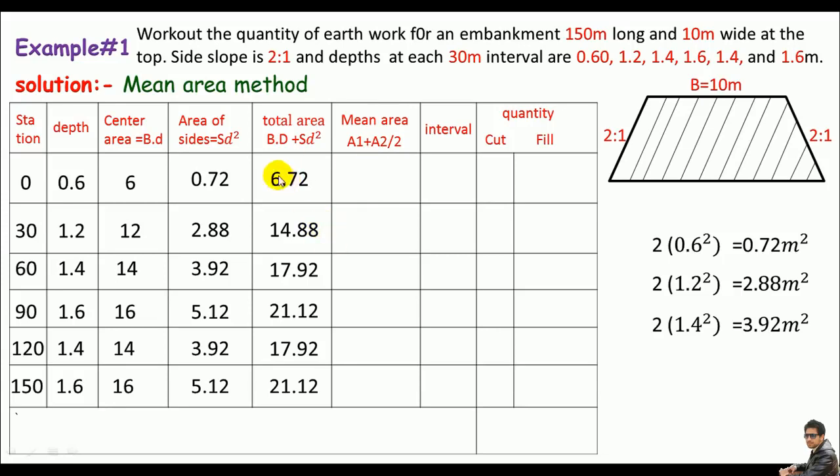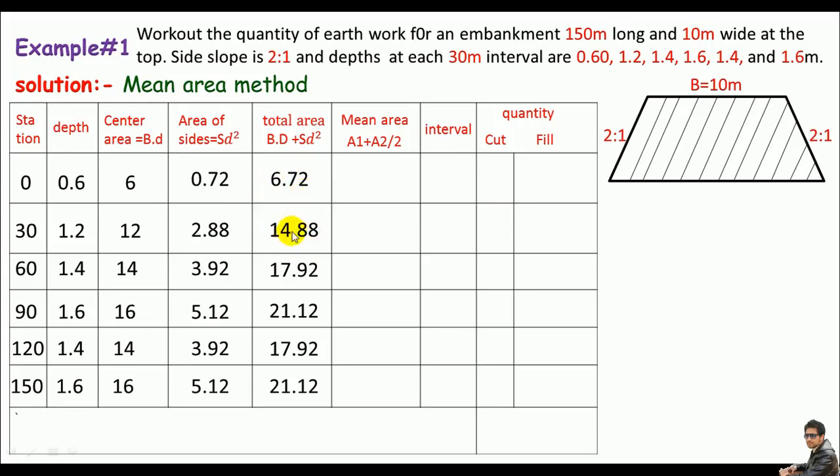Now for example, I just need to calculate the mean area of station 0 and station 30 meter. I'll just add 6.72 and 14.88 and divide these two guys by 2. I can get, of course, the mean area. For example, 6.72 plus 14.88 divided by 2, we can get 10.8 square meter. And this is, of course, the mean area of first two stations, like station 0 and station 30. So I'll plug this value over here in this column, right?